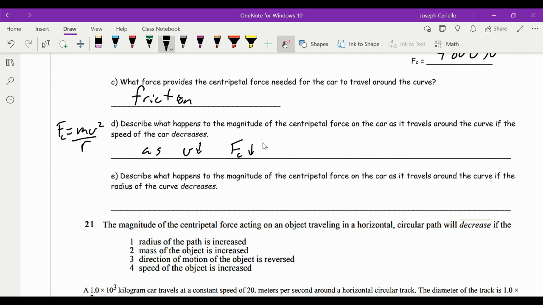Now, think about why that makes sense. If you're spinning an object around in a circle, like on a string, the faster you spin it around, the harder you have to hold on to the string, the more tension is in the string. If you swing it around slower, you don't feel as much tension.